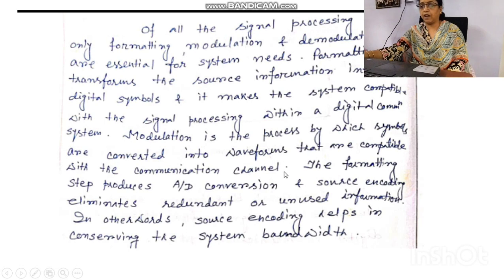Modulation is the process by which symbols are converted into waveforms that are compatible with the communication channel. The formatting step produces A to D conversion, then source encoding, and source encoding is nothing but eliminating the redundant information present in the signal.